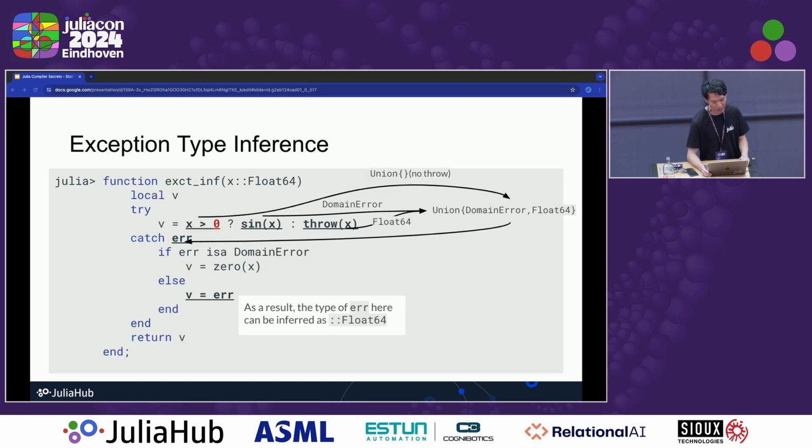I will quickly explain how exception type inference works. The Julia compiler now analyzes all exceptions that may occur within a try block, merges them, and propagates the result as the type of the exception object of a catch block. Here, the compiler understands the sign x function call may throw DomainError, and the throw x definitely throws a Float64 object. It merges those two types and propagates the resulting union as the type of the error variable within the catch block.